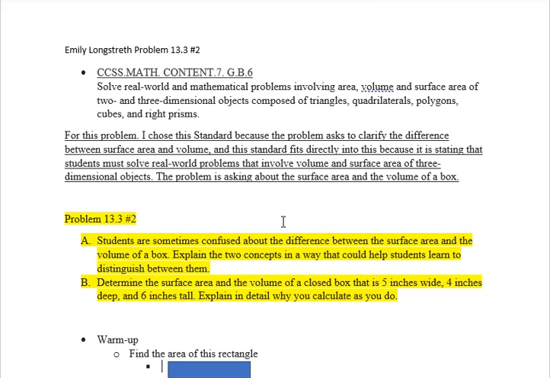The problem is asking about surface area and volume of a box. So for problem 13.3, number 2, A asks us, students are sometimes confused about the difference between the surface area and the volume of a box. Explain the concept in a way that could help students learn to distinguish between them. And B asks, determine the surface area and the volume of a closed box that is 5 inches wide, 4 inches deep, and 6 inches tall. Explain in detail why you calculate as you do.